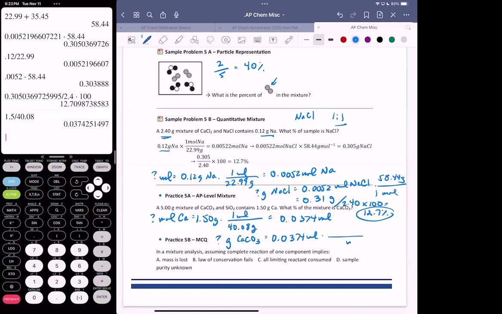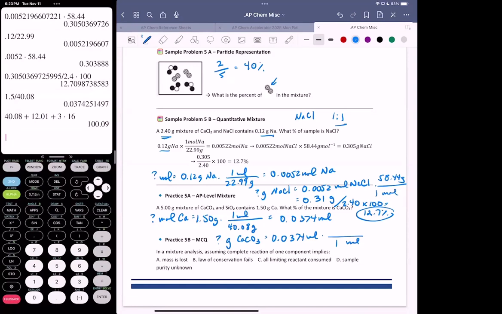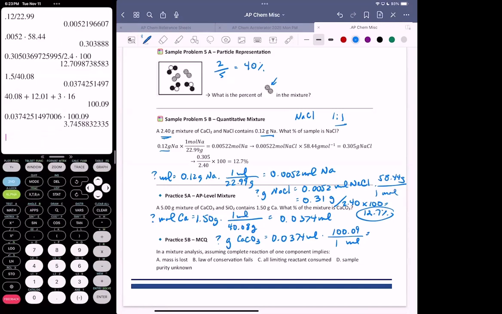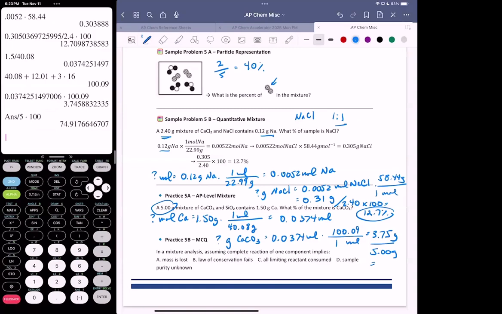Calcium we know is 40.08. Carbon is 12.01. And 3 oxygens is 3 times 16. It's 100.09. So 0.0374 times 100.09 gives me 3.75 grams of calcium carbonate. Over my entire mixture, times 100, divided by 5, times 100, is going to give me 74.9% in sig figs.